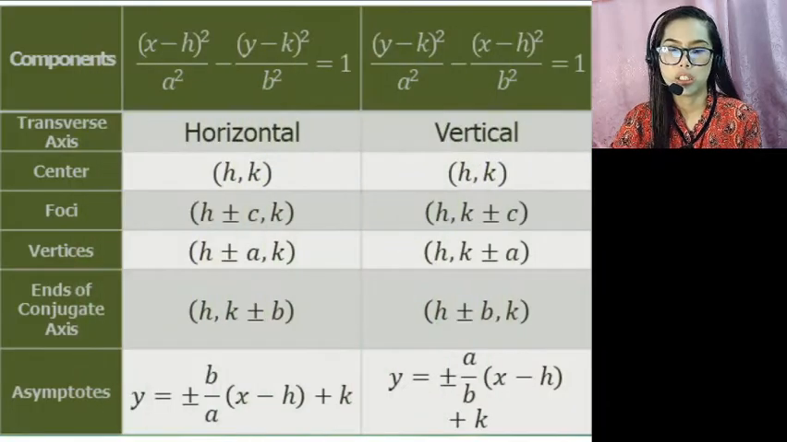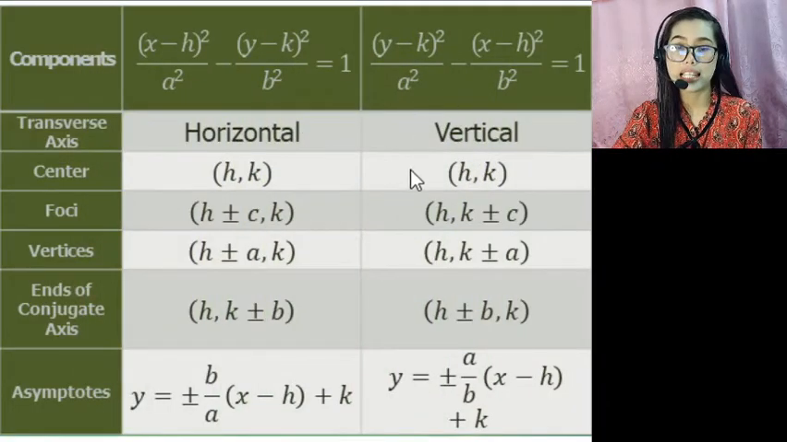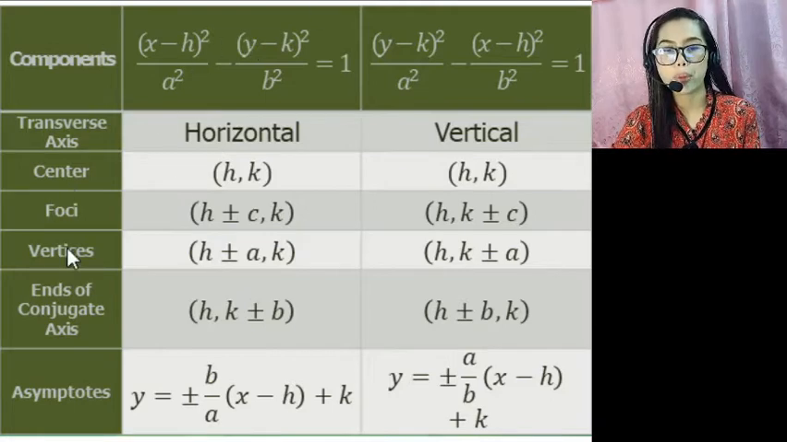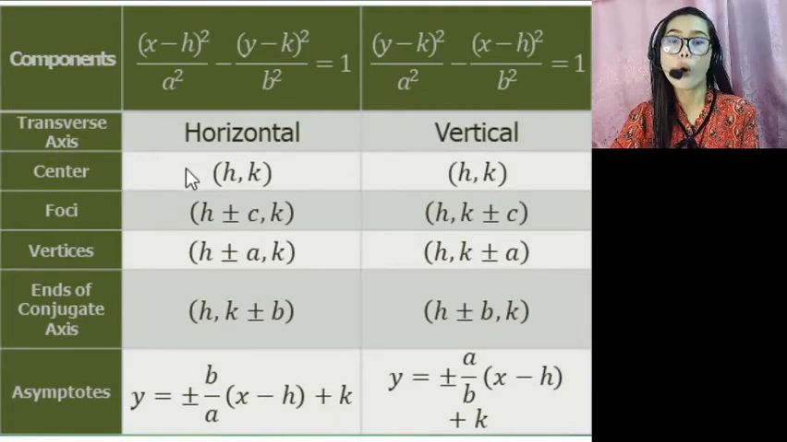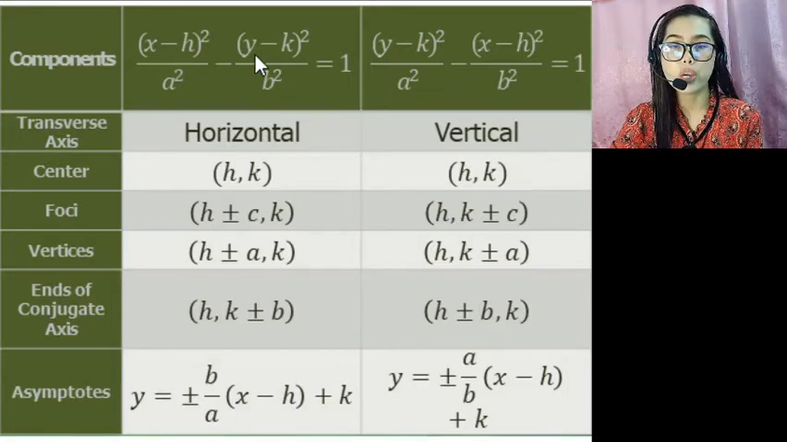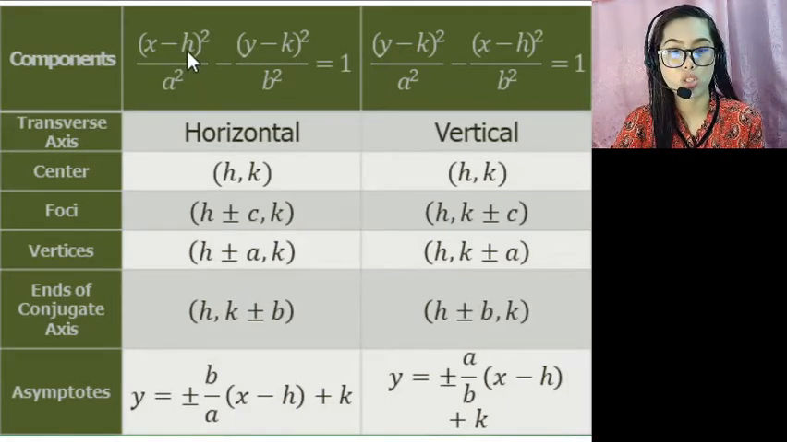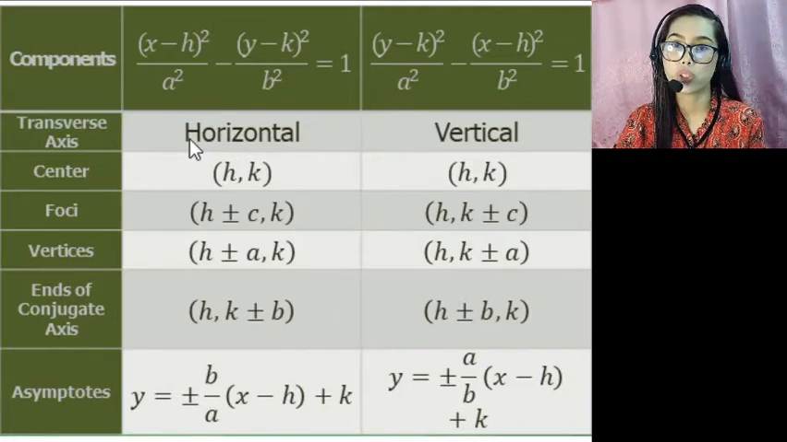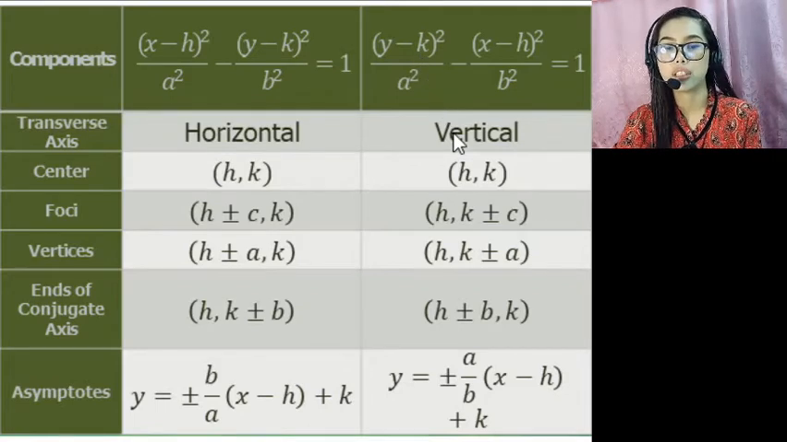Next, we have the components. Just like the previous discussion with circles, ellipses, and parabolas, the hyperbola also has the following components. First, the transverse axis. How is your hyperbola presented? Is it horizontal or vertical? It will always go down to the standard equation. If the positive term falls with the x, it is a horizontal hyperbola. If the positive term falls on the y, then it is vertical.